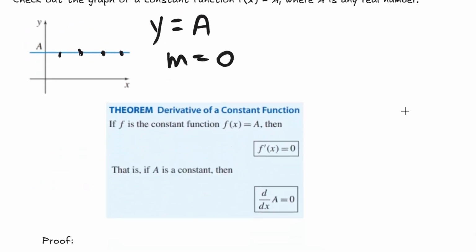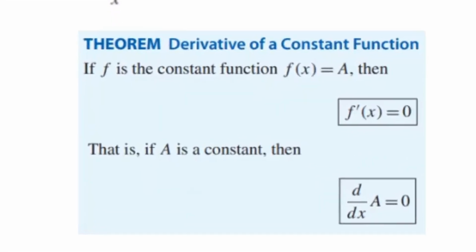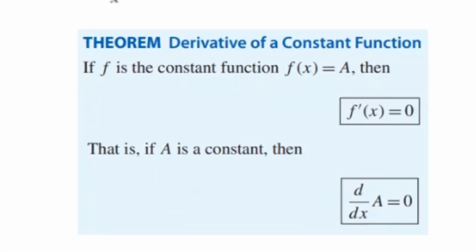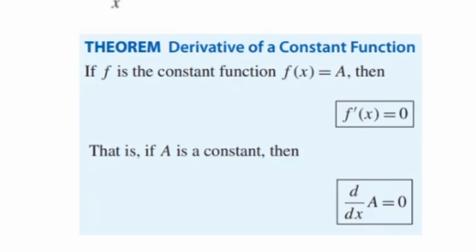Instead of having to do the limit definition all the time for a constant, if you're differentiating a constant, the derivative is just equal to 0. Now, I'll run through the proof with you because it's very, very quick and very, very easy.